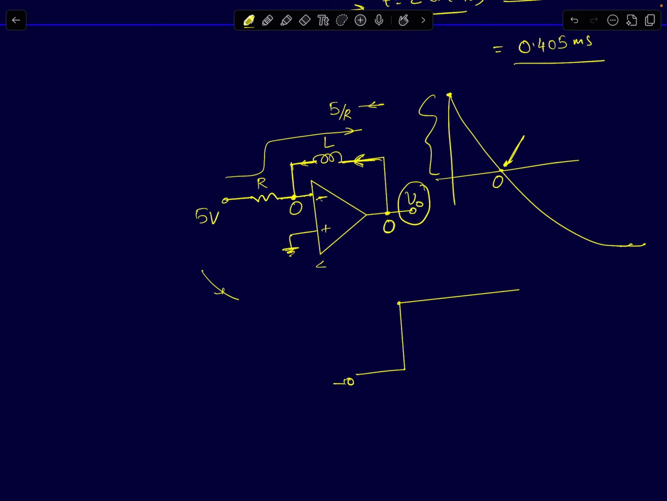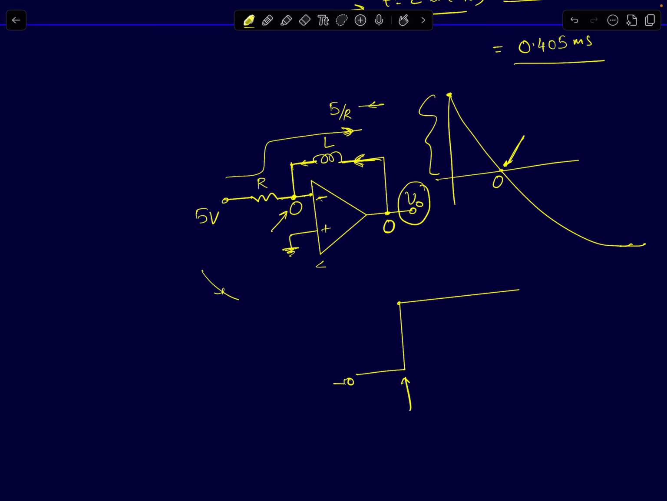When it reaches 0, the current in the inductor is 5 by R, it is fixed, and it's not going to change anymore. V minus will also be at 0, and there is no incentive for any of these node voltages or currents to change anymore. So the circuit has reached a steady state. It reaches a steady state abruptly.